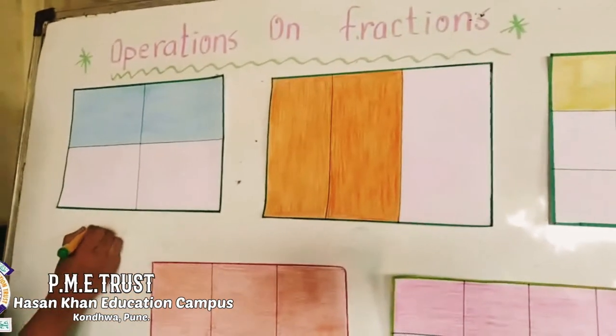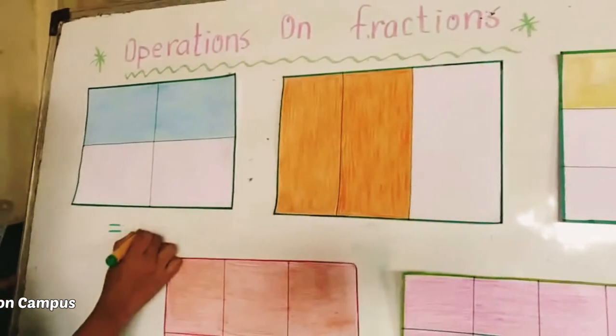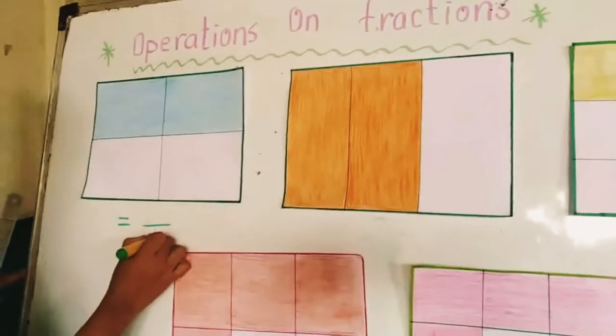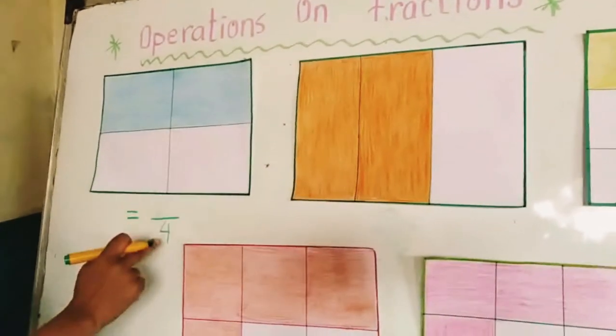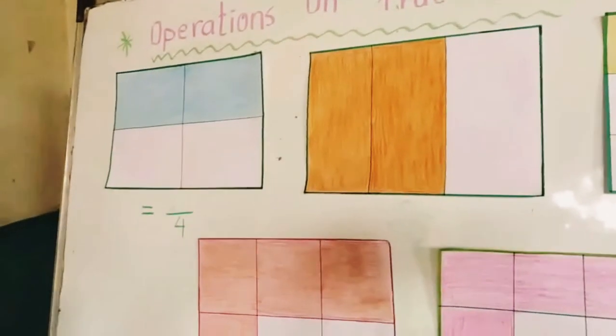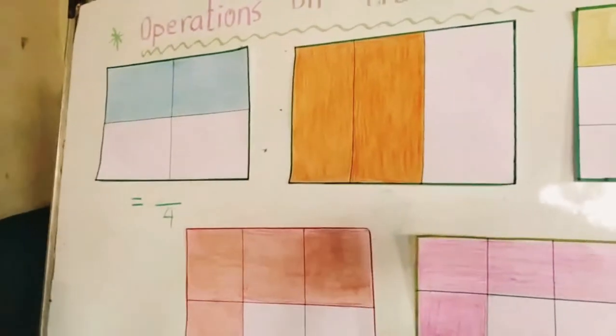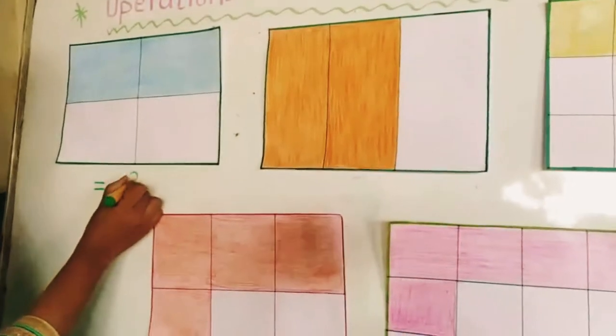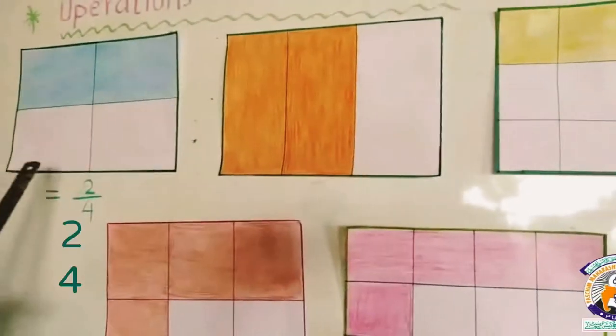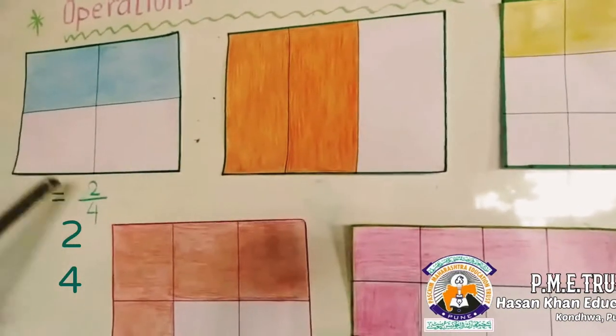fractions. Okay. See here, the denominator, write how many squares. 1, 2, 3, 4. Firstly here we write 4. And the shaded part, how much? 1, 2. Here write 2. What is the fraction? 2 by 4.